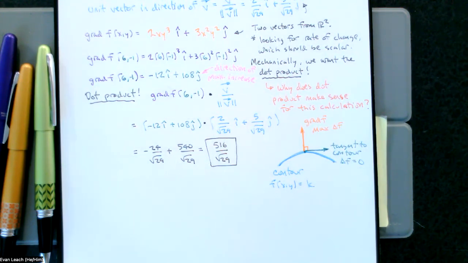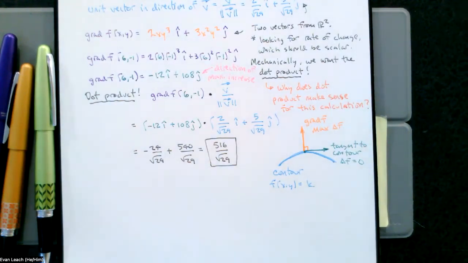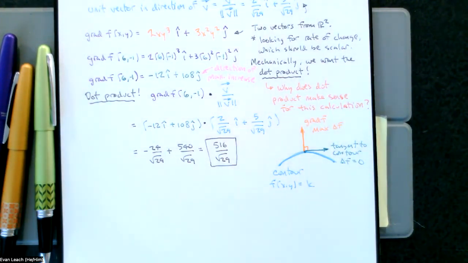Any questions? This is what the dot product tells us. A dot B contains the information of how much of A is going in the direction of B. How much of our change is going in the direction of this vector. That's why it makes sense to use the dot product. That's why we need a unit vector, because I just want that direction, not the magnitude. If I multiply this unit vector by 2, I'm going to multiply this whole thing by 2. Any questions?